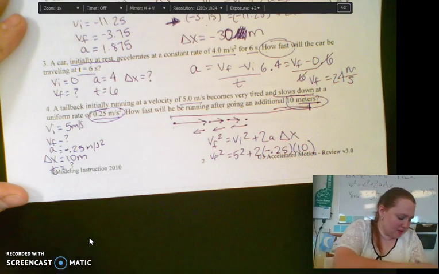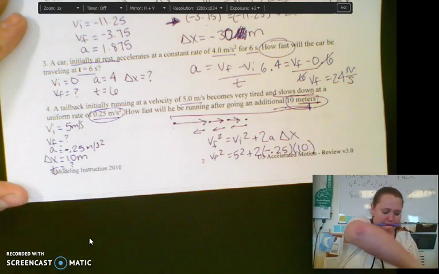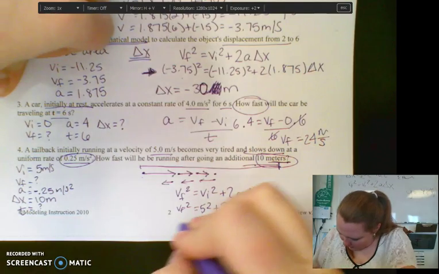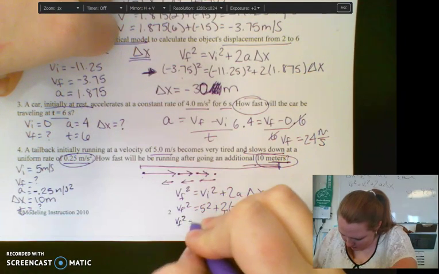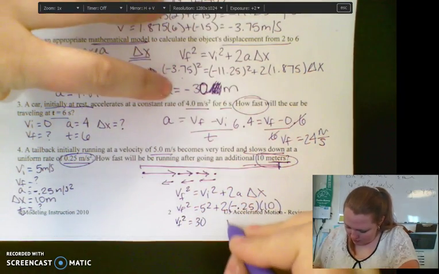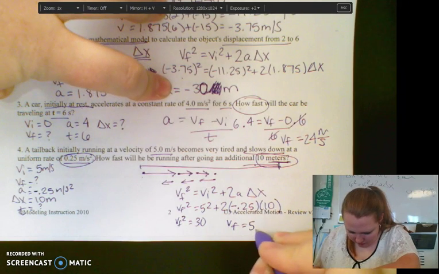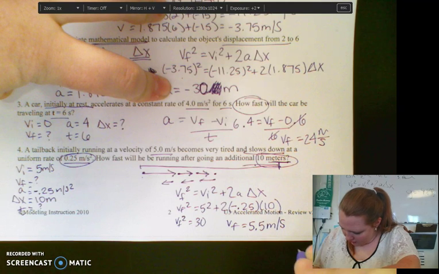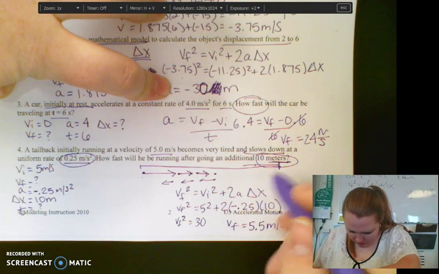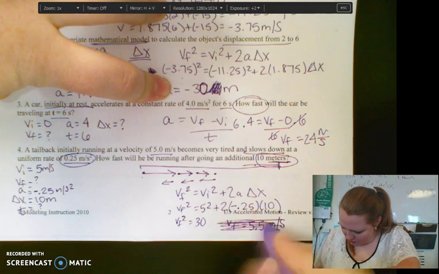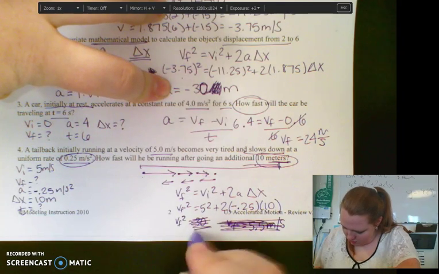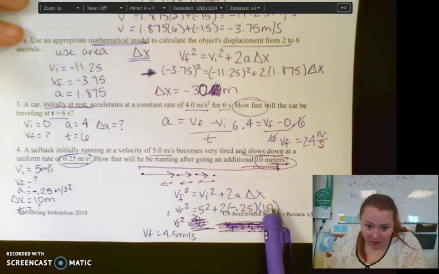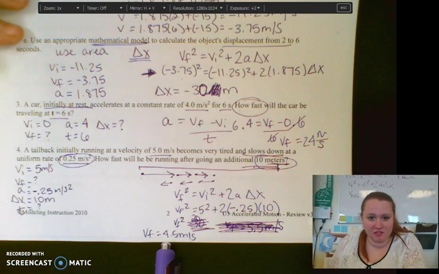Okay, so that becomes, alright, when you solve this, you end up getting VF squared equals 30. So when you take the square root of both sides, you get VF equals 5.5 meters per second. Whoa, that's wrong. That can't be right because we're slowing down. What did I do? Okay, if you do the algebra correctly, you get VF equals 4.5 meters per second.